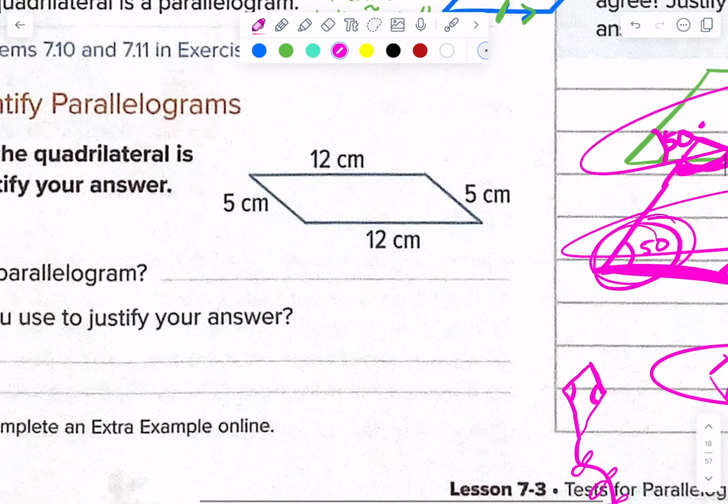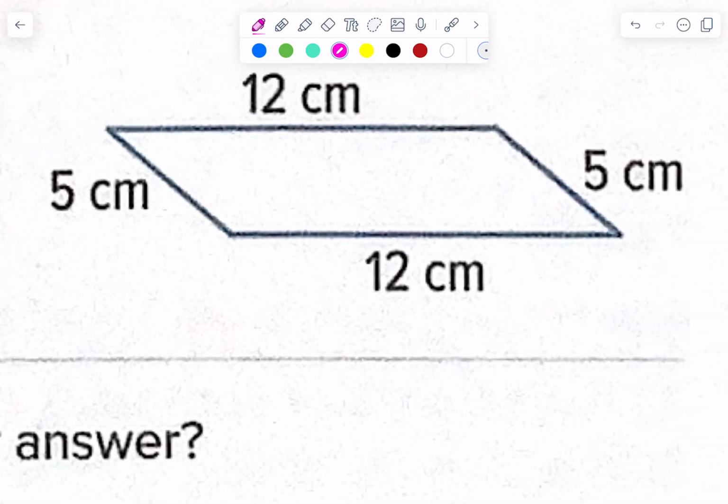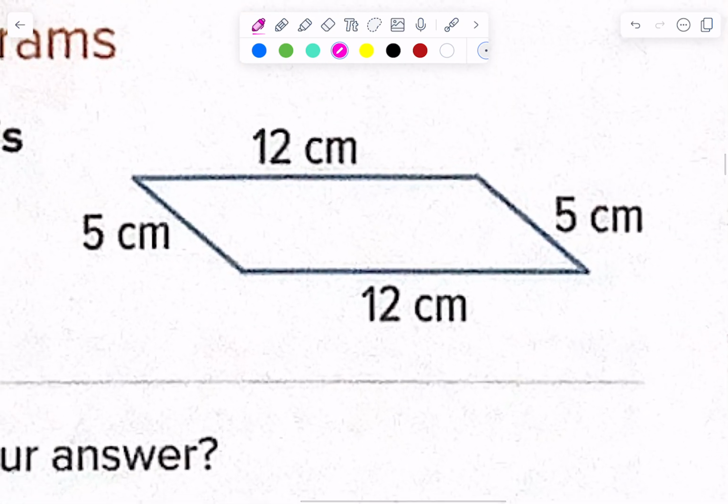All right, so this one right here, they give you this information and they say, is this a parallelogram, yes or no? And they have this labeled right here. Okay, what do we know about this? If they have 12 and 5 and 12 and 5, what does that tell me? I have these two are congruent and these two are congruent. Does that have to be a parallelogram, or could it be like a kite or a weird thing? How do we know it's a yes?